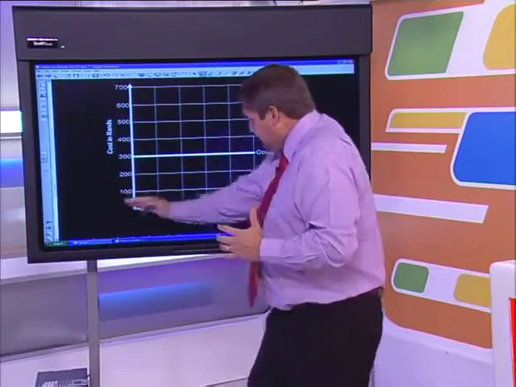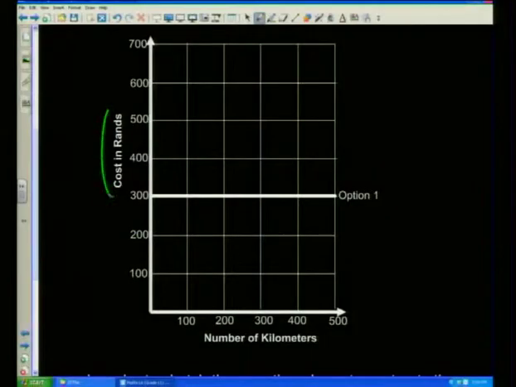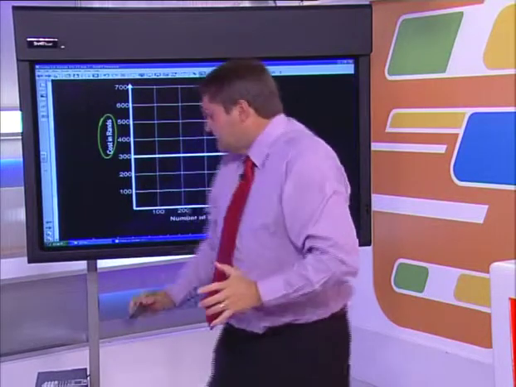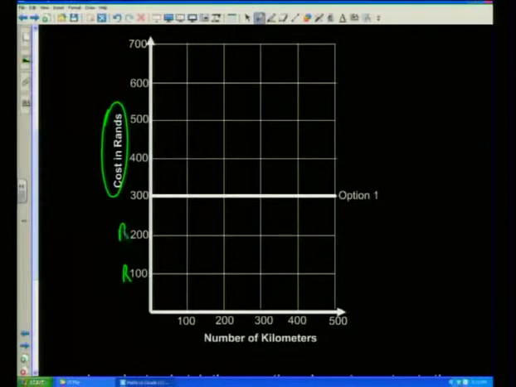But on looking at a set of axes, notice I've got to tell the examiner what the set of axes represent. So all these numbers on the side represent something. What do they represent? They represent the cost. Not just the cost, but the cost in rands. If we don't say cost in rands, then over here I'm going to have to put an R, an R, an R to show that they're in rands.